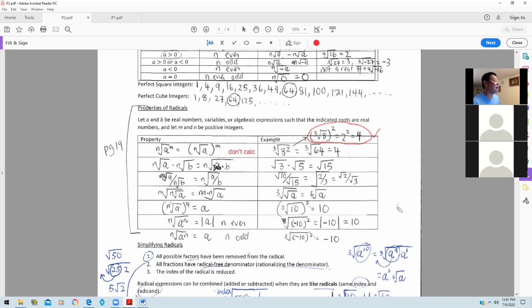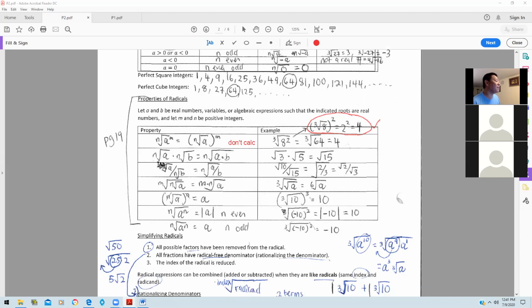Next property: as long as they have the same index, if you are multiplying, you can actually multiply them together, stick them together. An example is root 3 times root 5 is the root of 15. Same thing happens when they divide. They must have the same index, then you divide the numbers. Like root 10 over root 15 is the same thing as root 2 over 3, because I reduced this by 5.